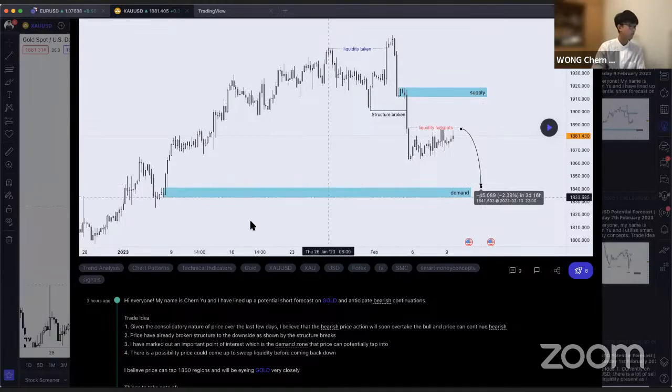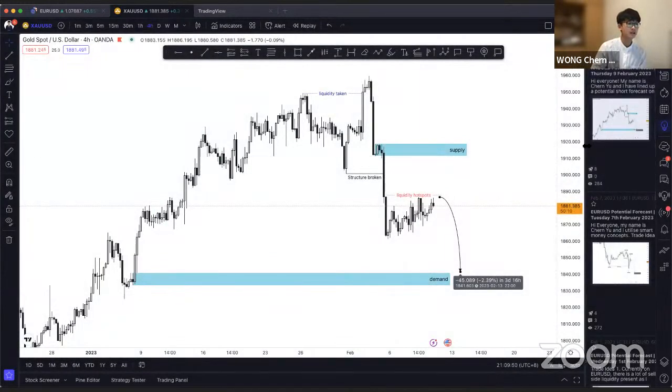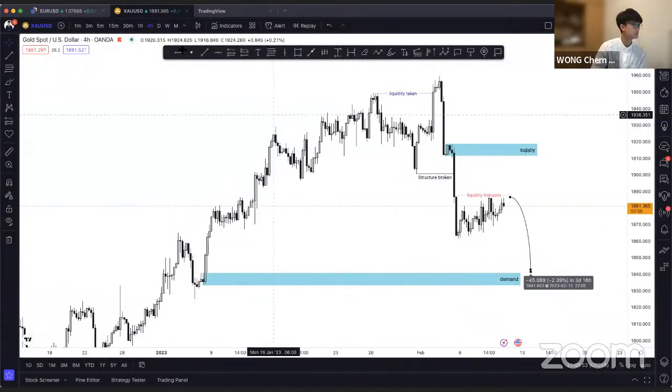Also, I have marked out an important point of interest right here, which is the supply zone. Bear in mind that price could potentially head up to clear that area before coming back down. All in all, I believe that gold is bearish because it has broken structure on the larger time frame, and it could potentially hit down further. Okay, that would be it on gold.